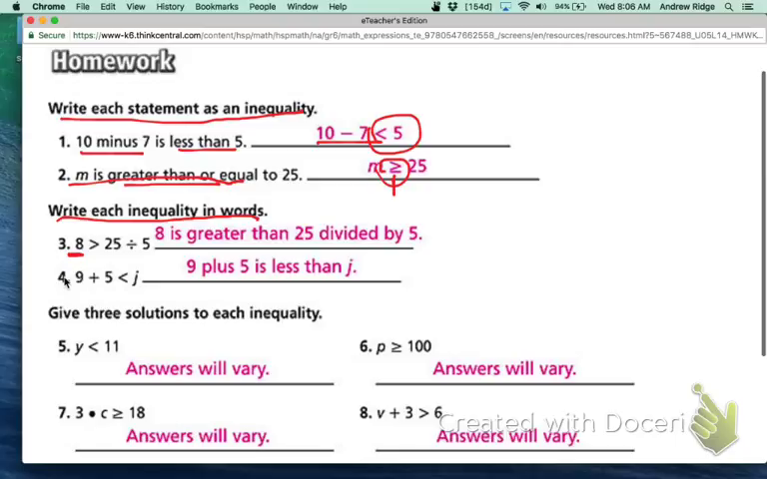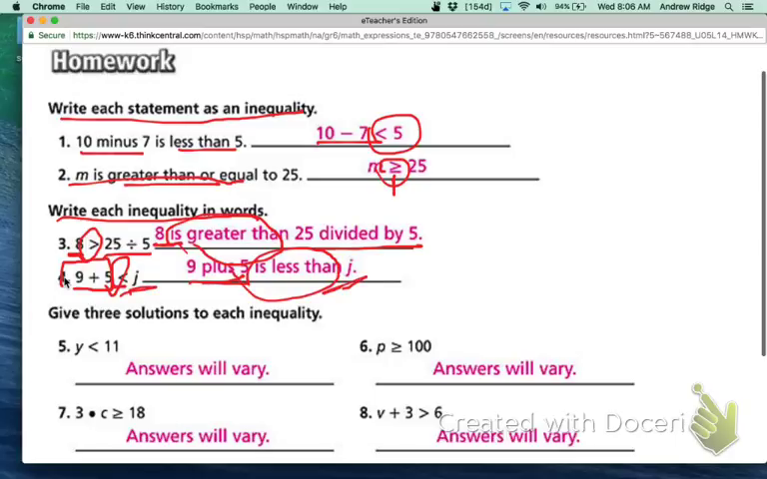Write each inequality in words. 8 is greater than 25 divided by 5. 9 plus 5 is less than J.